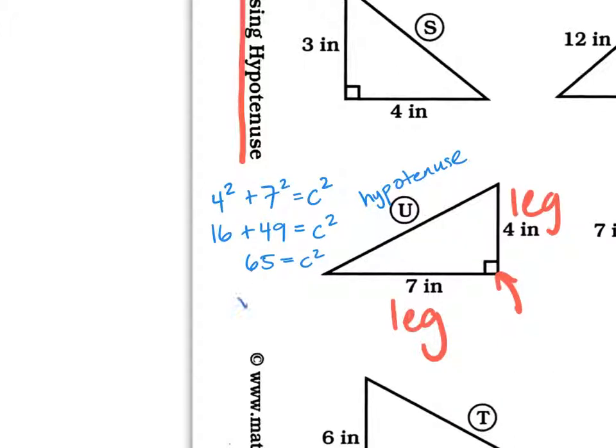And then I'm going to take the square root of 65. And I'm going to have to use my calculator for that. Square root of 65 is a really long decimal, but just round it. It's about 8.06, and that is how long that side is. This missing side is about 8.06.